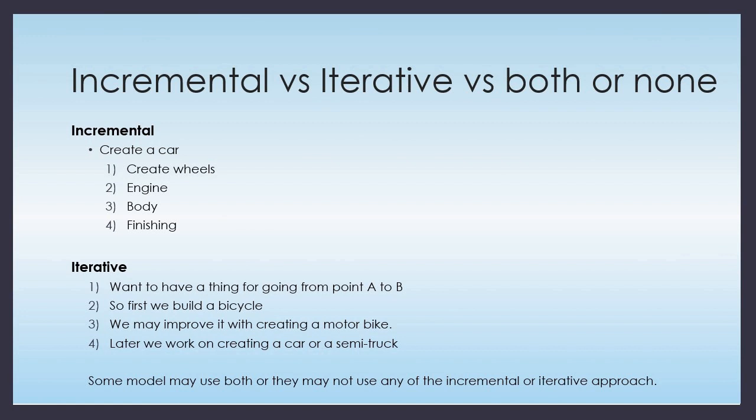There are some models which include both processes, like starting with incremental and then using an iterative phase, or starting with an iterative phase followed by incremental processes. There may be models which use neither of them. So, they can use both or they can use none. They can use one inside another based on the development process.